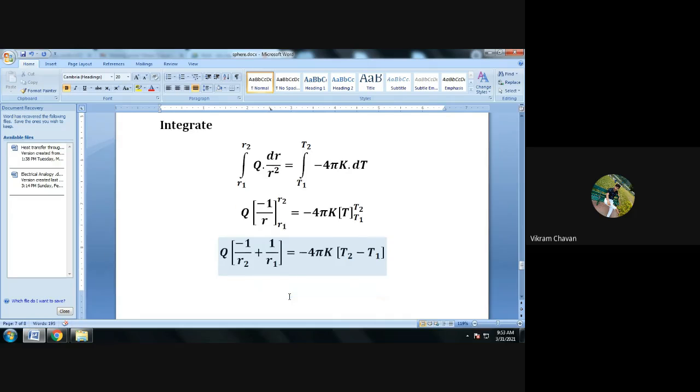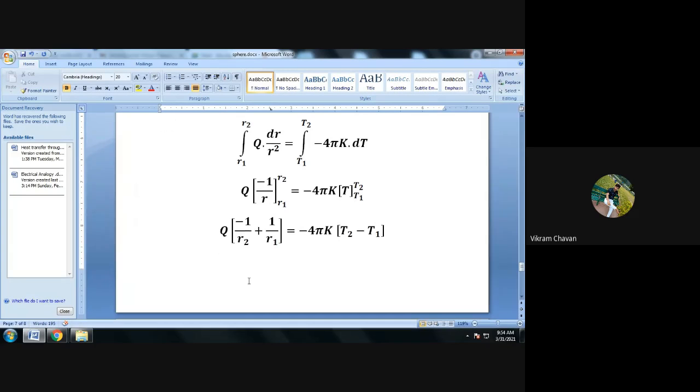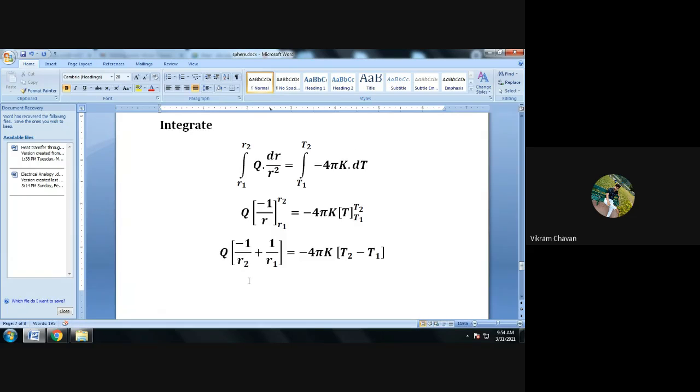So we'll get the equation as q inside the bracket minus 1 upon r2 plus 1 upon r1, bracket complete, equal to minus 4 pi k inside the bracket t2 minus t1. Getting everyone? How we are taking the integration with the limits? Is there any doubt, any question? So write down this equation after integration.